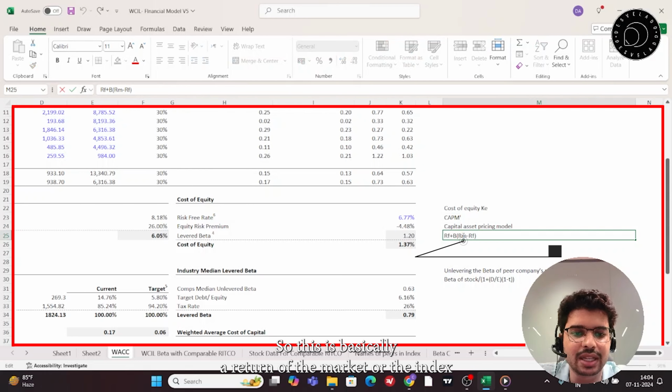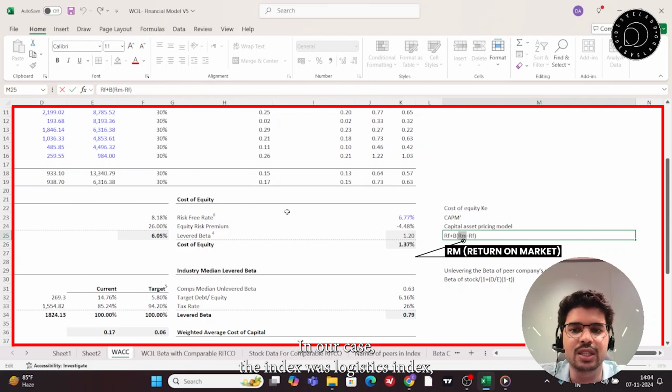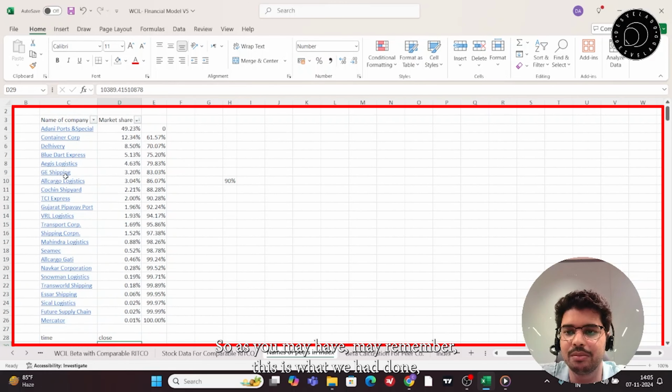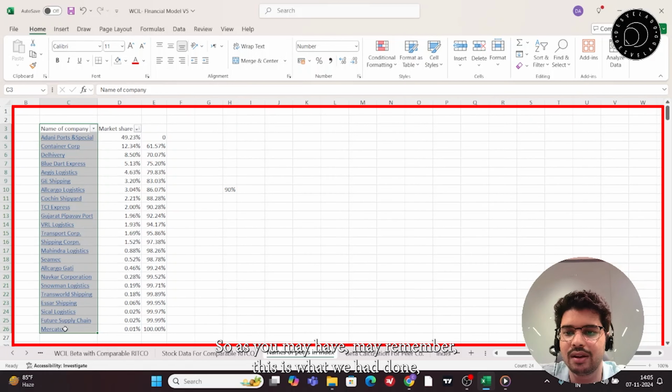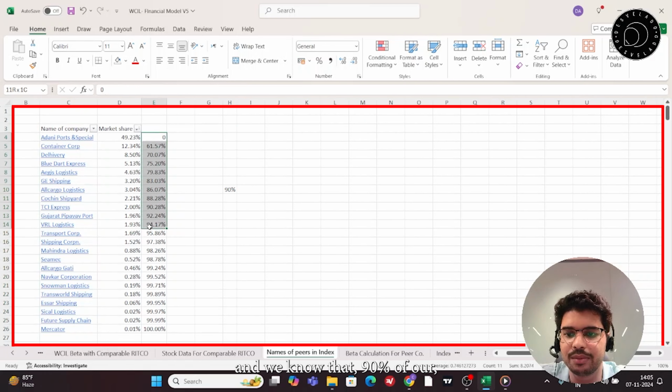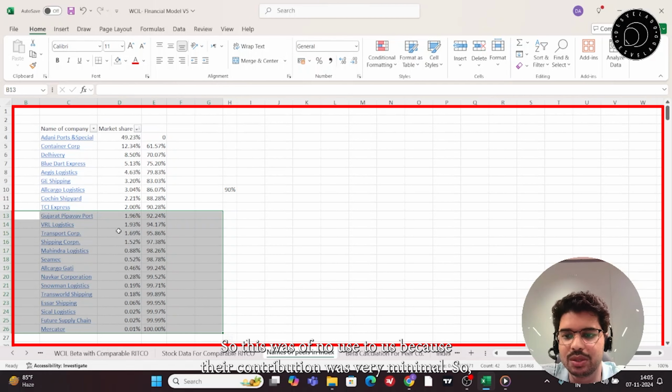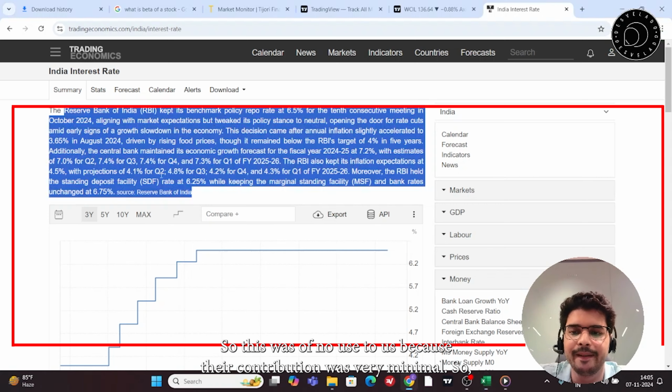So this RM is basically return of the market or the index that we are talking about. In our case, the index was the logistics index, which was created by taking the companies from Tijori. So as you may remember, this is what we had done, and we know that 90% of our market was covered by up until TCI Express. So we did not take anything beyond. So this was of no use to us because their contribution was very minimal.